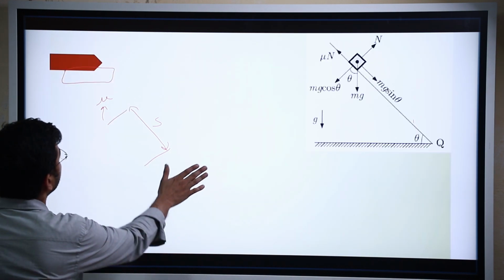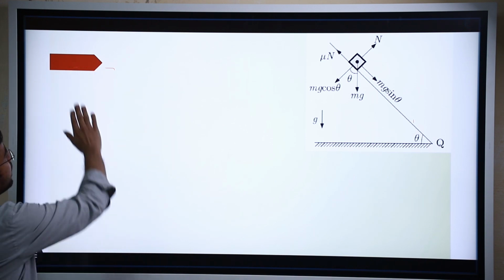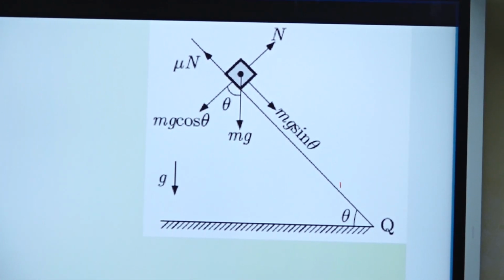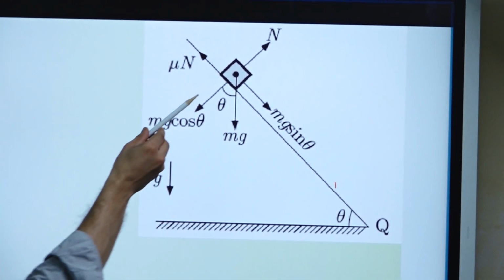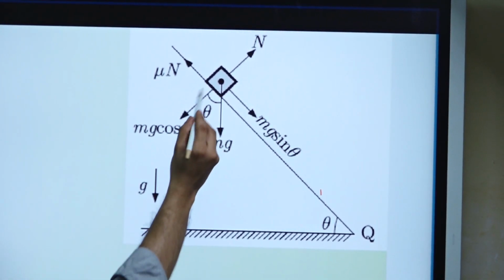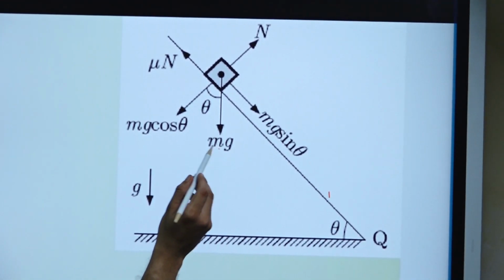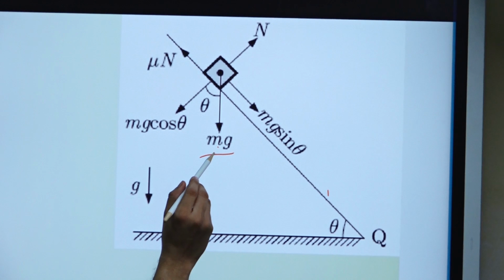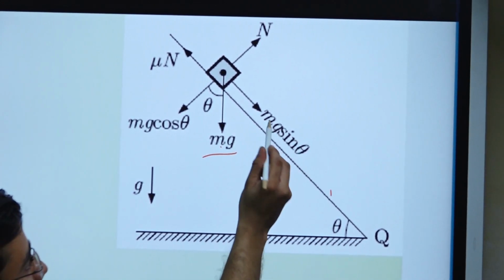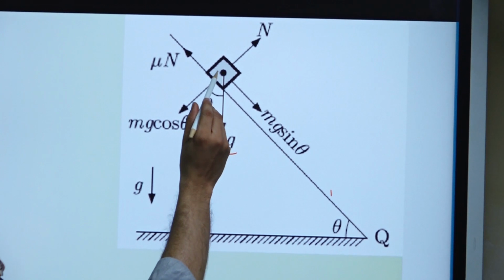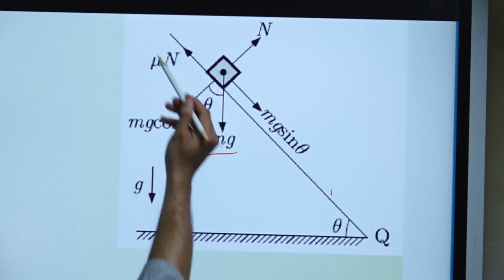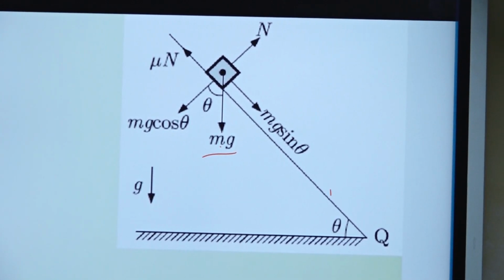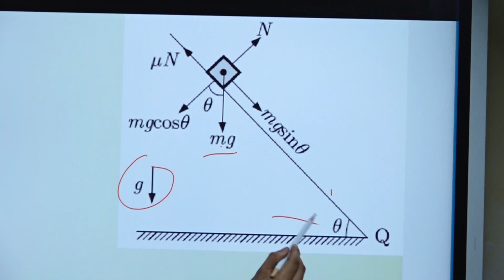So first, obviously, we will make a free body diagram of the mass here. Free body diagram means first we will have N normal, then we will have weight mg, and this mg will have a component in the direction of normal, that is mg cos theta, and a component in the direction of the movement, that is mg sin theta. Because this block is moving downward, friction will act in the upward direction, mu N. So that will be our FBD. Gravity is g here, and the angle is theta.